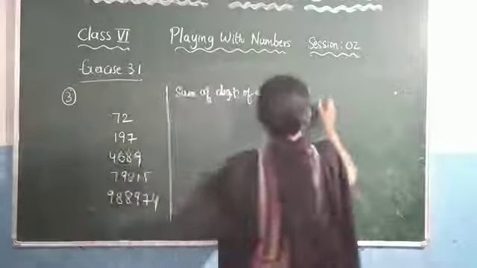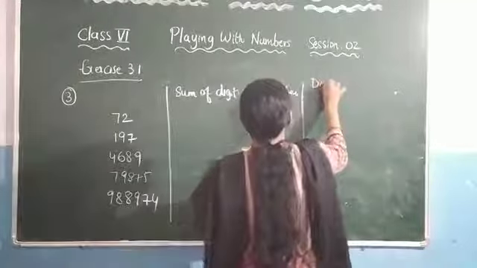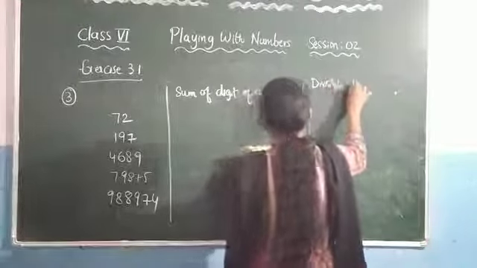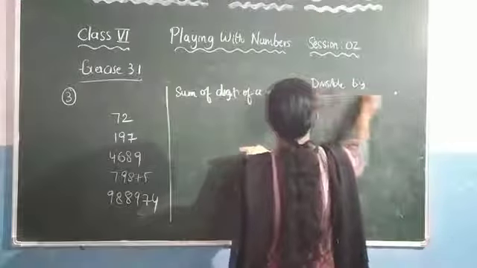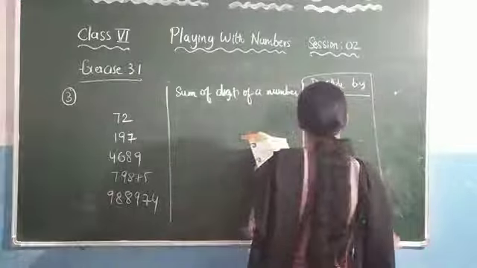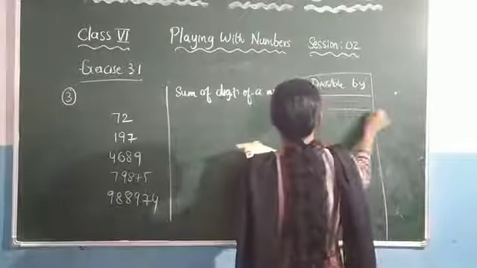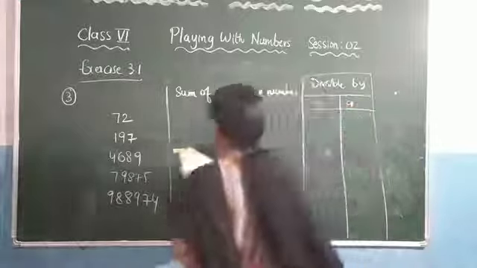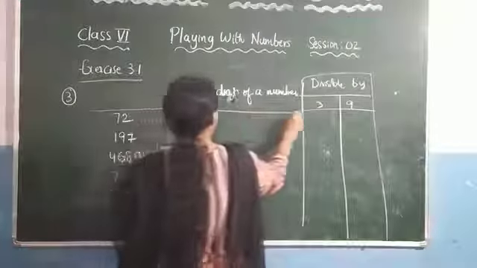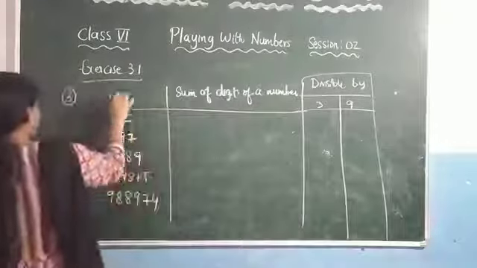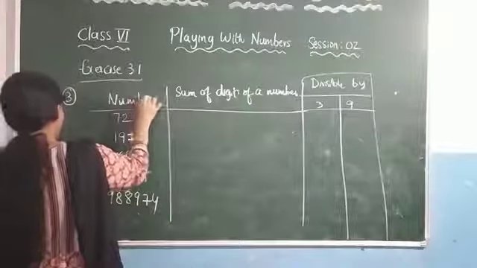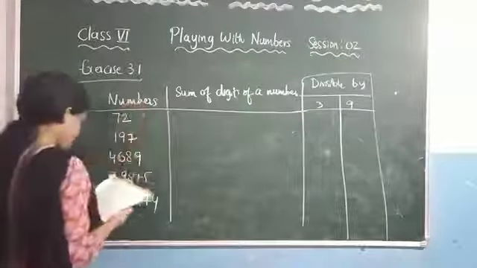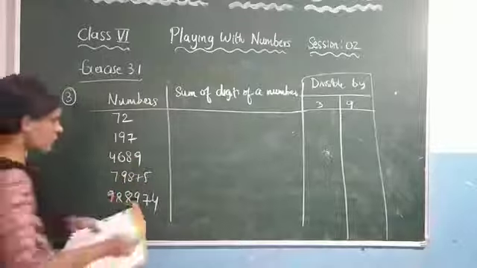And in the next column they asked whether it is divisible by 3 or 9. Here, this is the table they have given. These are the numbers.